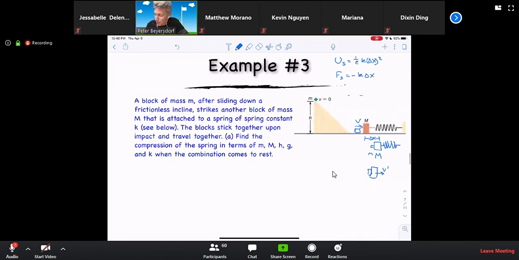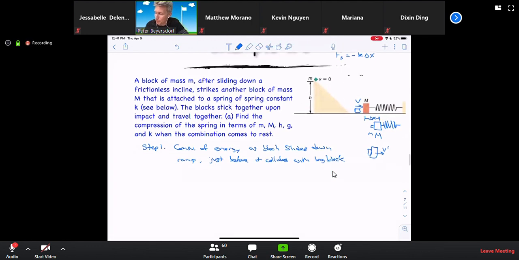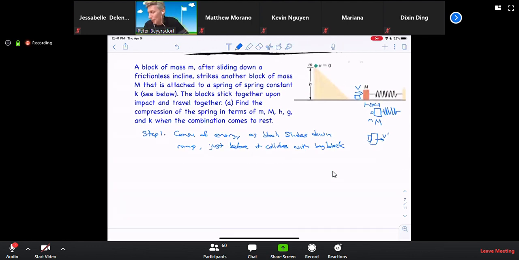All right, so step 1. Conservation of energy as the block slides down the ramp. But I'm going to stop just before it collides with the big block. So it's a frictionless ramp. So I have a closed system, and I can just say the initial energy equals the final energy. There's no work being done by non-conservative forces taking away energy as the block slides down the ramp.